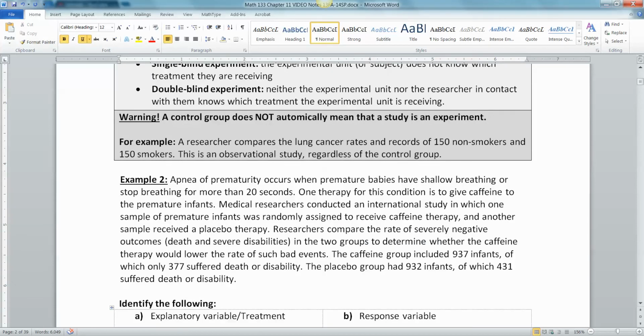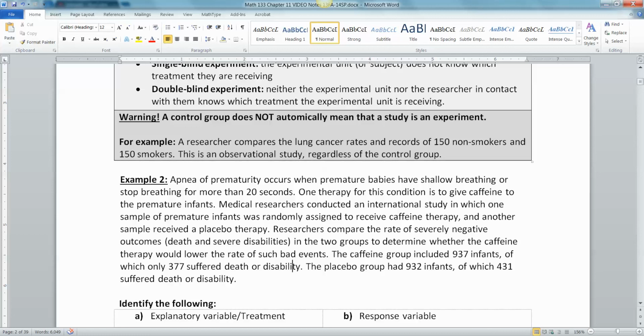All right, let's read this big paragraph. Apnea of prematurity occurs when premature babies have shallow breathing or stop breathing for more than 20 seconds. One therapy for this condition is to give caffeine to the premature infants. Medical researchers conducted an international study in which one sample of premature infants was randomly assigned to receive caffeine therapy and another sample received a placebo therapy. Researchers compared the rate of severely negative outcomes, death and severe disabilities, in the two groups to determine whether the caffeine therapy would lower the rate of such bad events. The caffeine group included 937 infants, of which only 377 suffered death or disability. The placebo group had 932 infants, of which 431 suffered from death or disability.